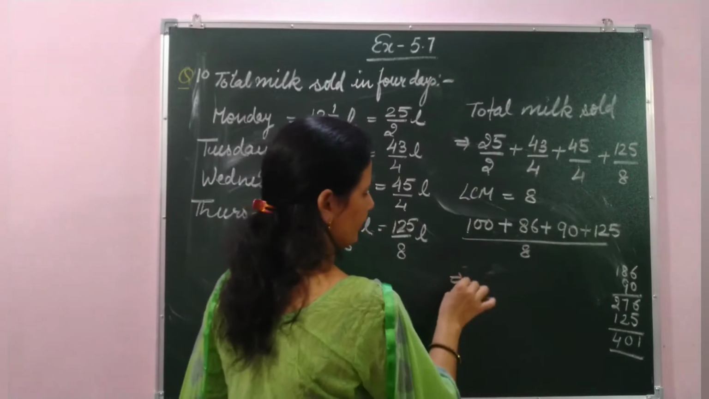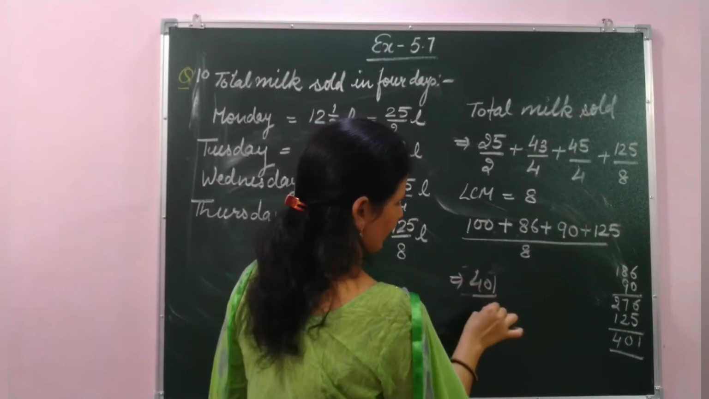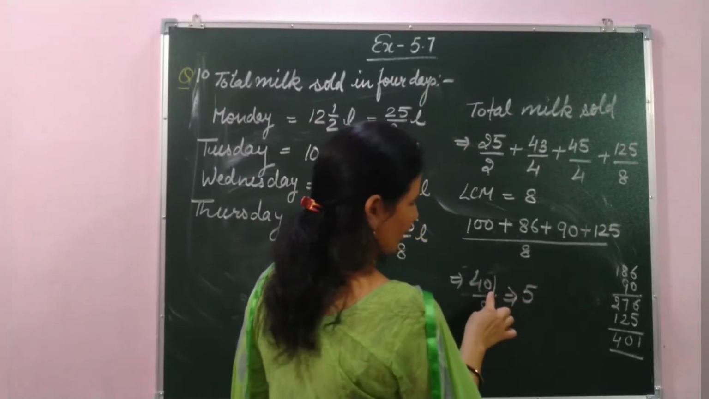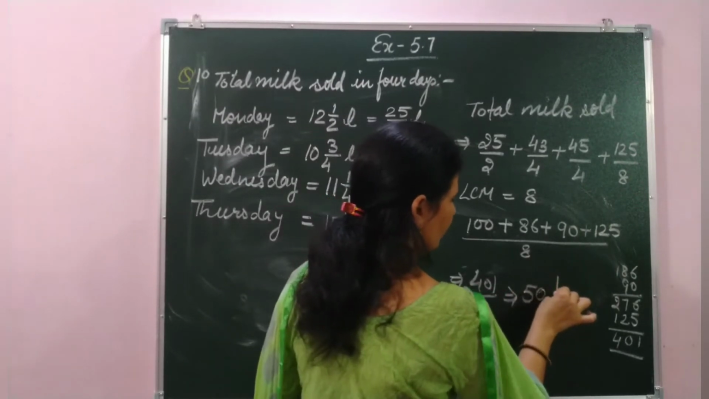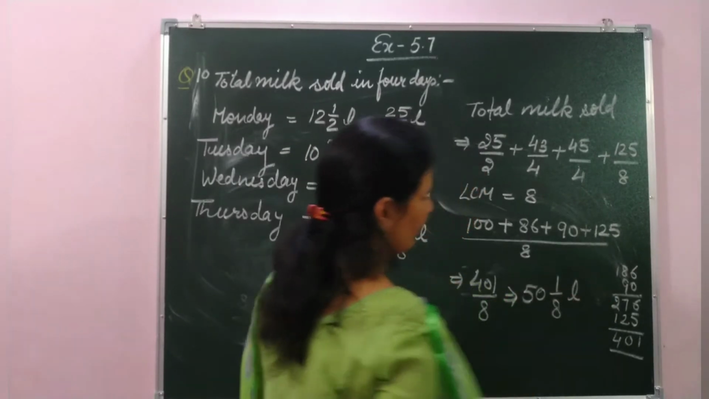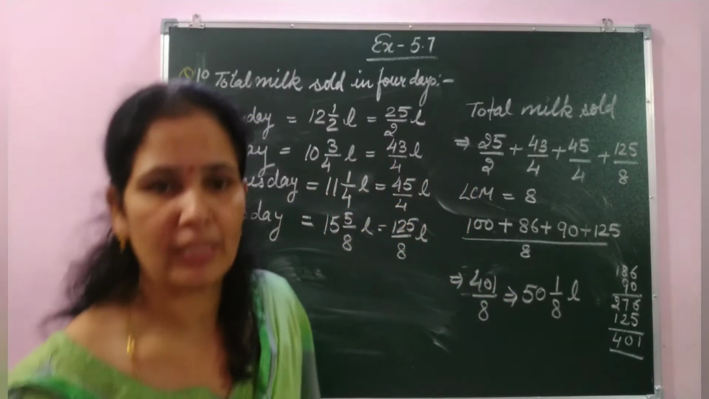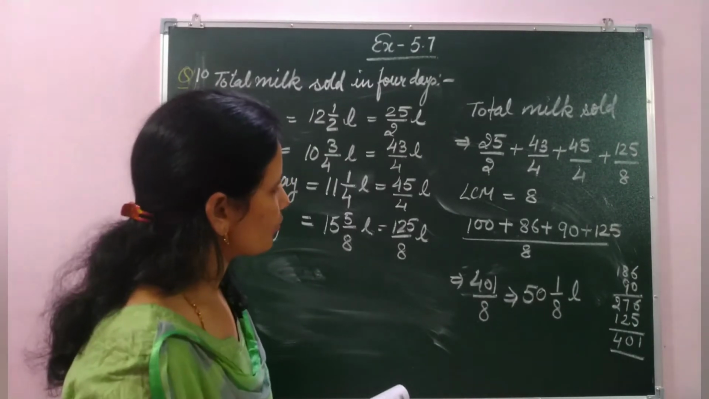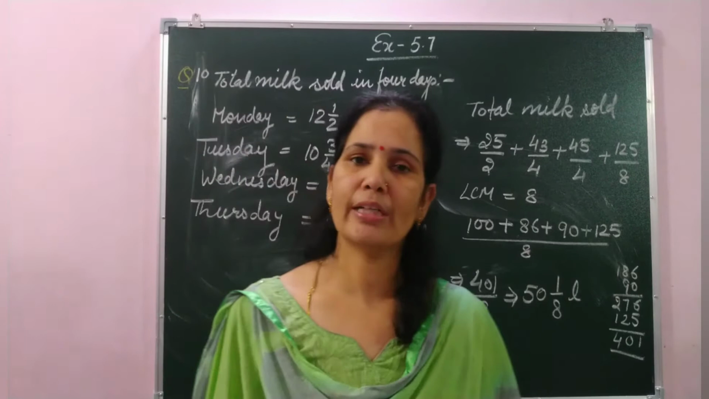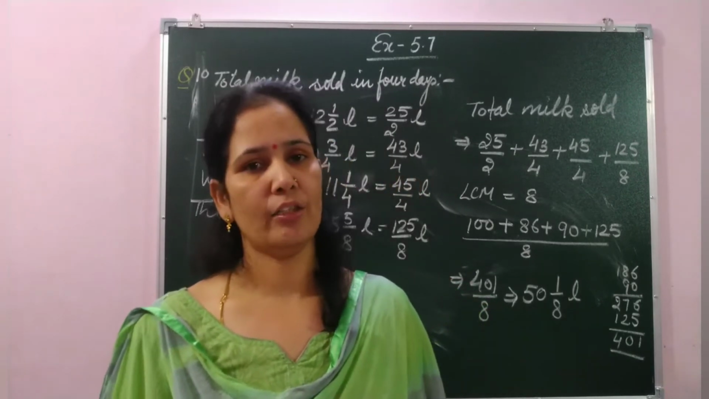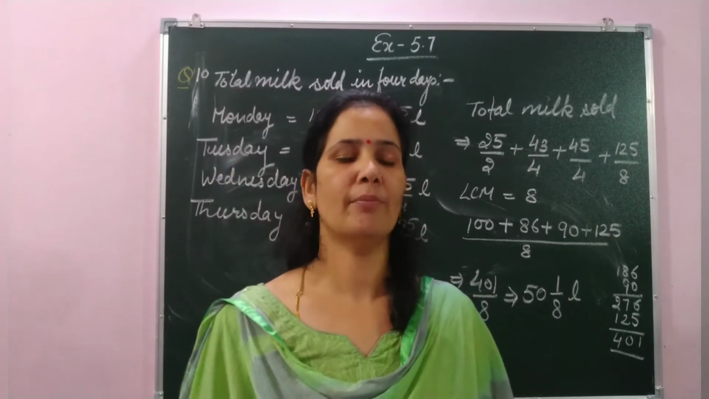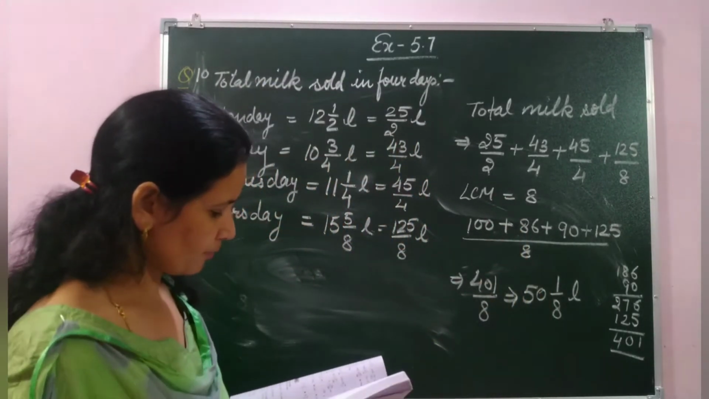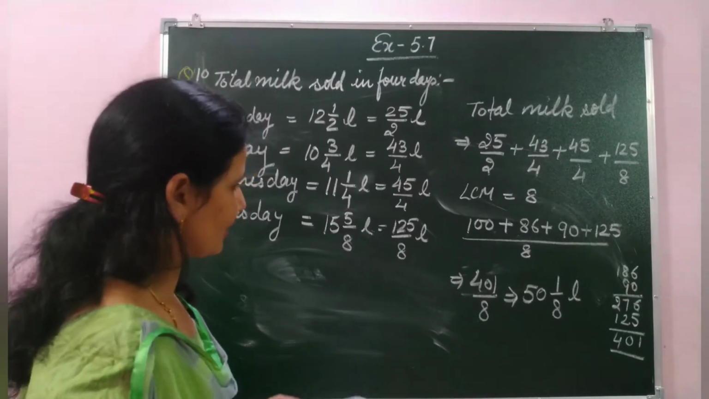Now 401/8. So we can write, 8 5s are 40. Then 1 is not possible to divide, 0. Now the answer is 51/8 liters of milk that the milkman sold in all these 4 days. Okay students, so it's a very easy question. What we did in this question: first we added all the days' milk sold by the milkman, and then we did the calculation and found the answer. Okay students, now let's move to the next question.